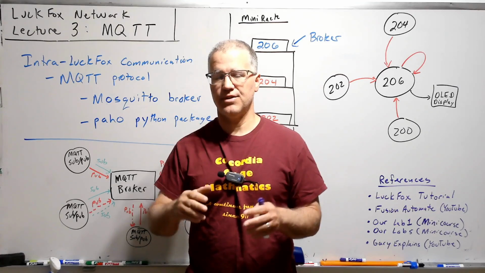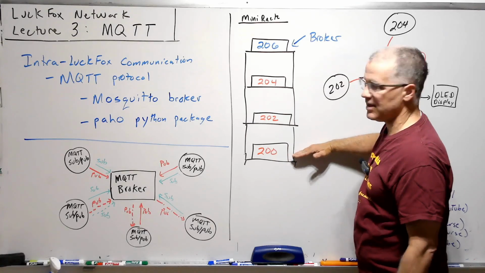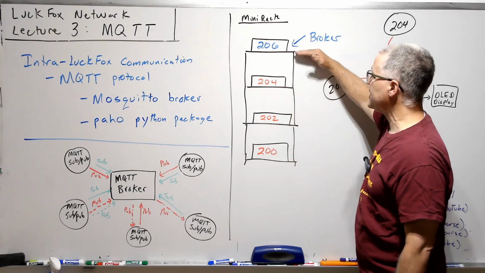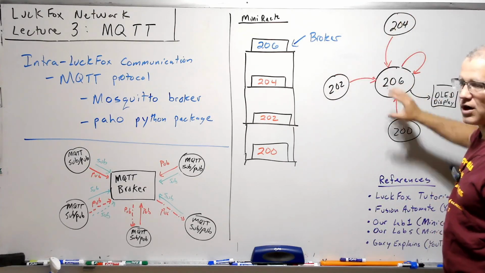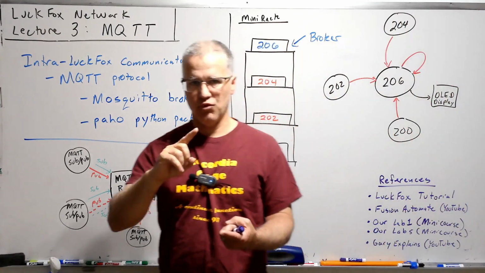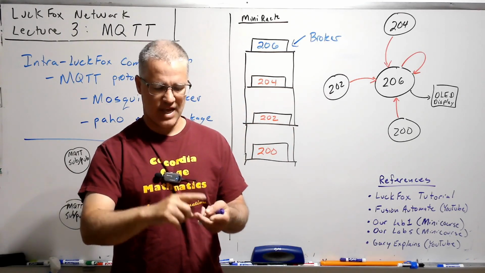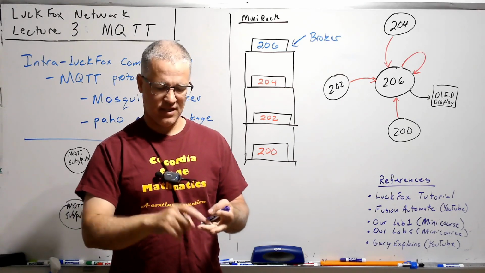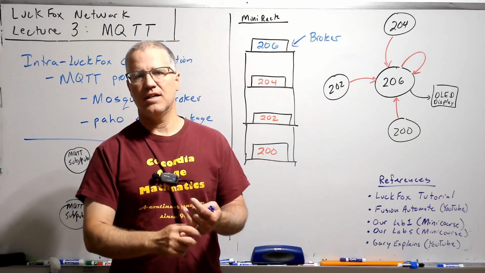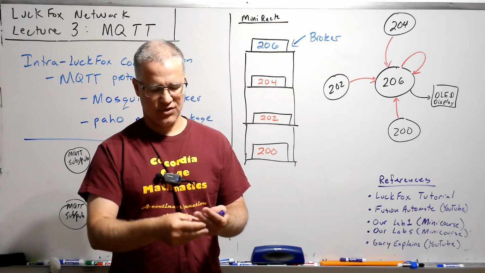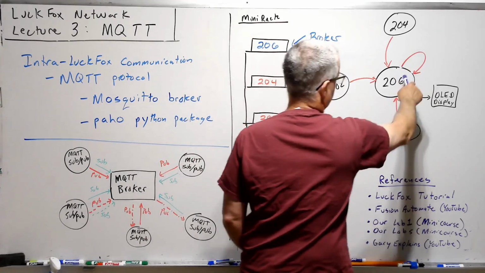So we're going to choose the top one as our broker. We built from the bottom, and I've called them LuckFox 200, 202, 204, 206. 206 is going to be the broker. 200, 202, and 204 are just going to report their conditions. We're going to report the temperature of the chip, since there's an internal monitor of that, the memory usage, the uptime, meaning how long it's been running without a reboot, and then the actual time of the report. That will all get reported to number 206. 206 will also report to itself.